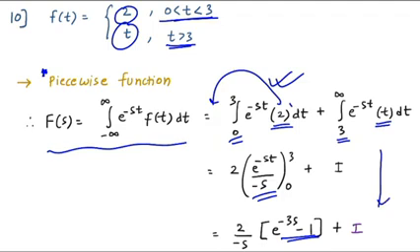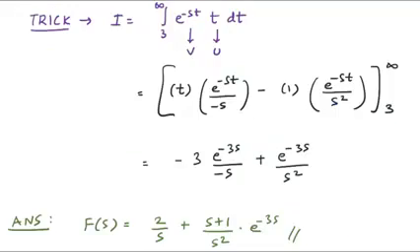But what about this part? Integral 3 to infinity e raised to minus st into t dt. For this case actually you have to think. So I will tell you the solution in the next slide. So the integration was I is equal to integral 3 to infinity e raised to minus st into t dt.